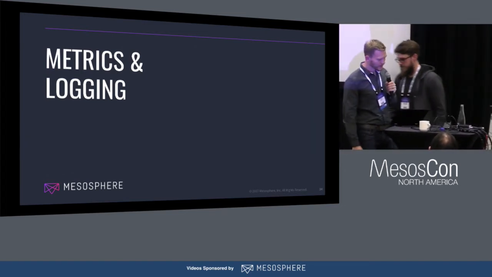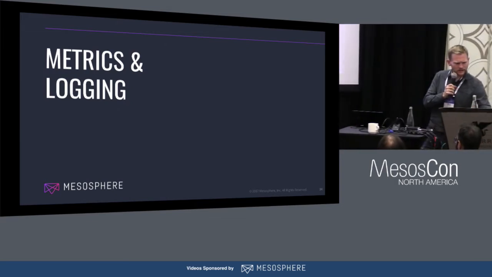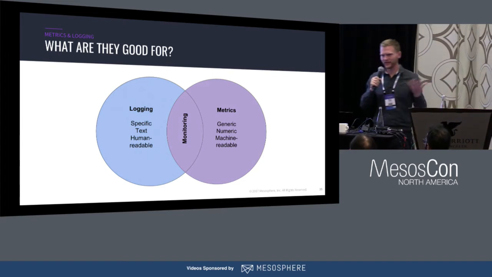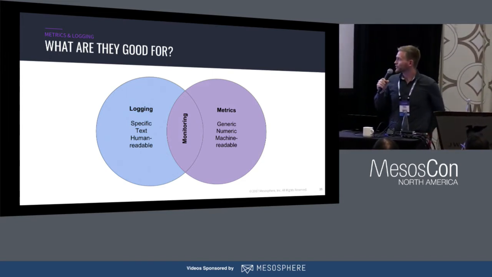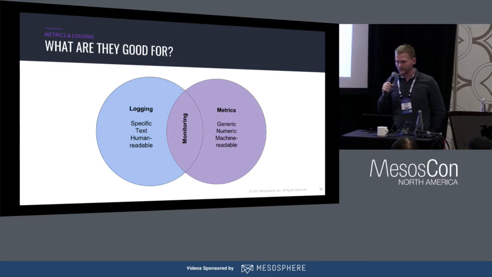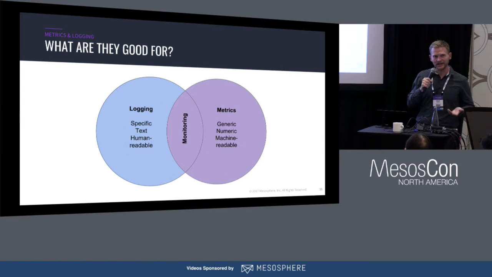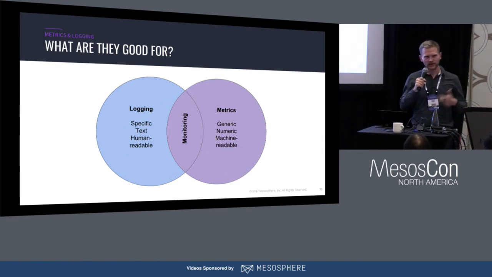Cool, hey everybody. So, metrics and logging. The first question is, what are they for? What are they good for? And what's the difference? Because they're both kind of outputs from your application, and they're both timestamped and they both provide some insight into how your application's performing. So I just wanted to call out a couple of differences before diving into how they might work.